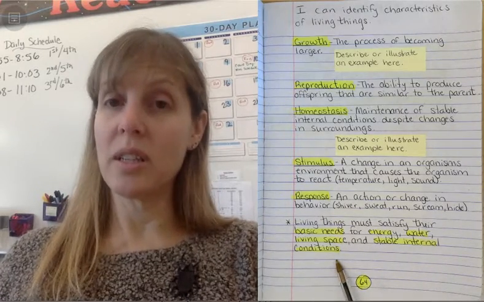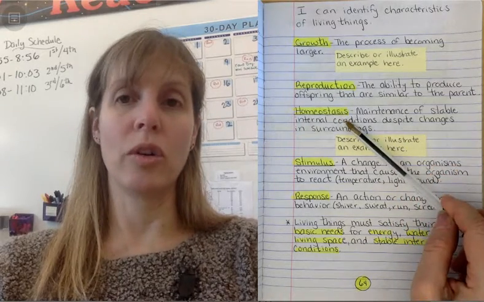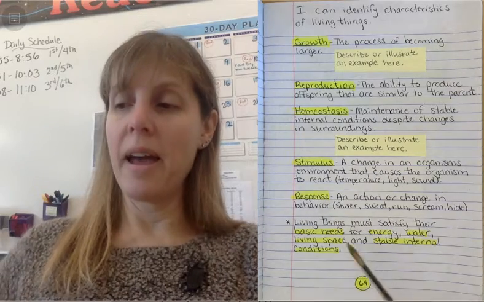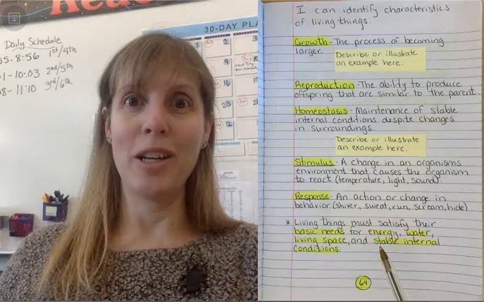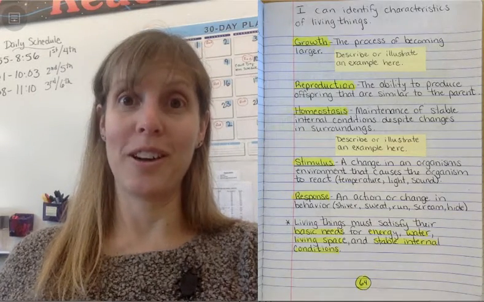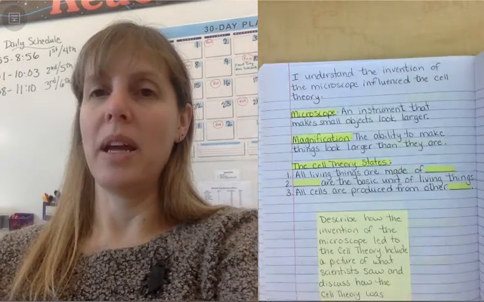So characteristics of living things: they can grow, reproduce, they maintain their internal conditions, they respond to stimuli, okay, and they fulfill their basic needs. This is the first page of this unit, notebook page 64. Please make sure you highlight it so you know where to start studying. The next page that we're going to talk about is page 65.